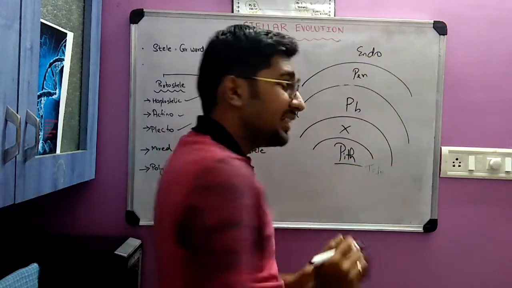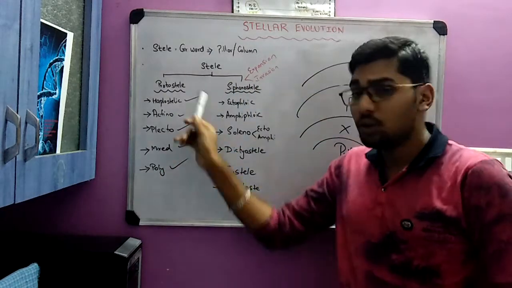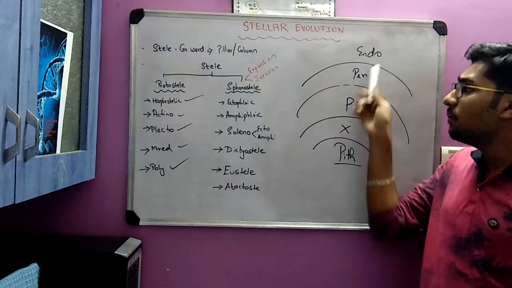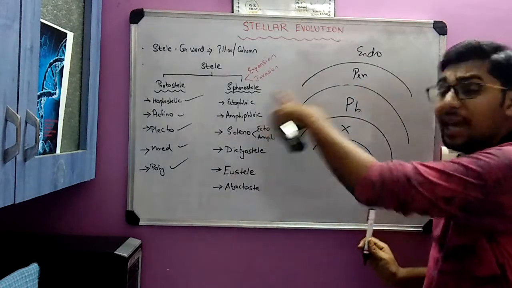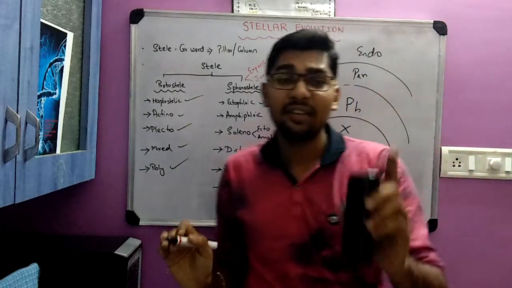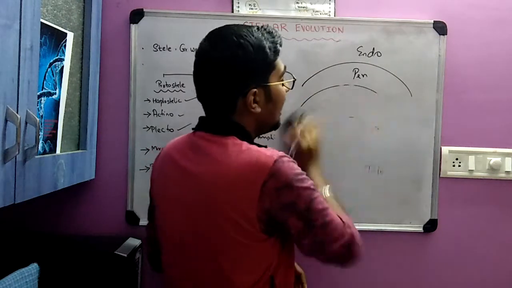So the pith is present. This is similar to haplostelic protostele. The only difference is that in protostele there is no pith; in siphonostele pith is there. Rest all remains the same. This is ectophloic siphonostele. The second type is amphiphloic siphonostele.